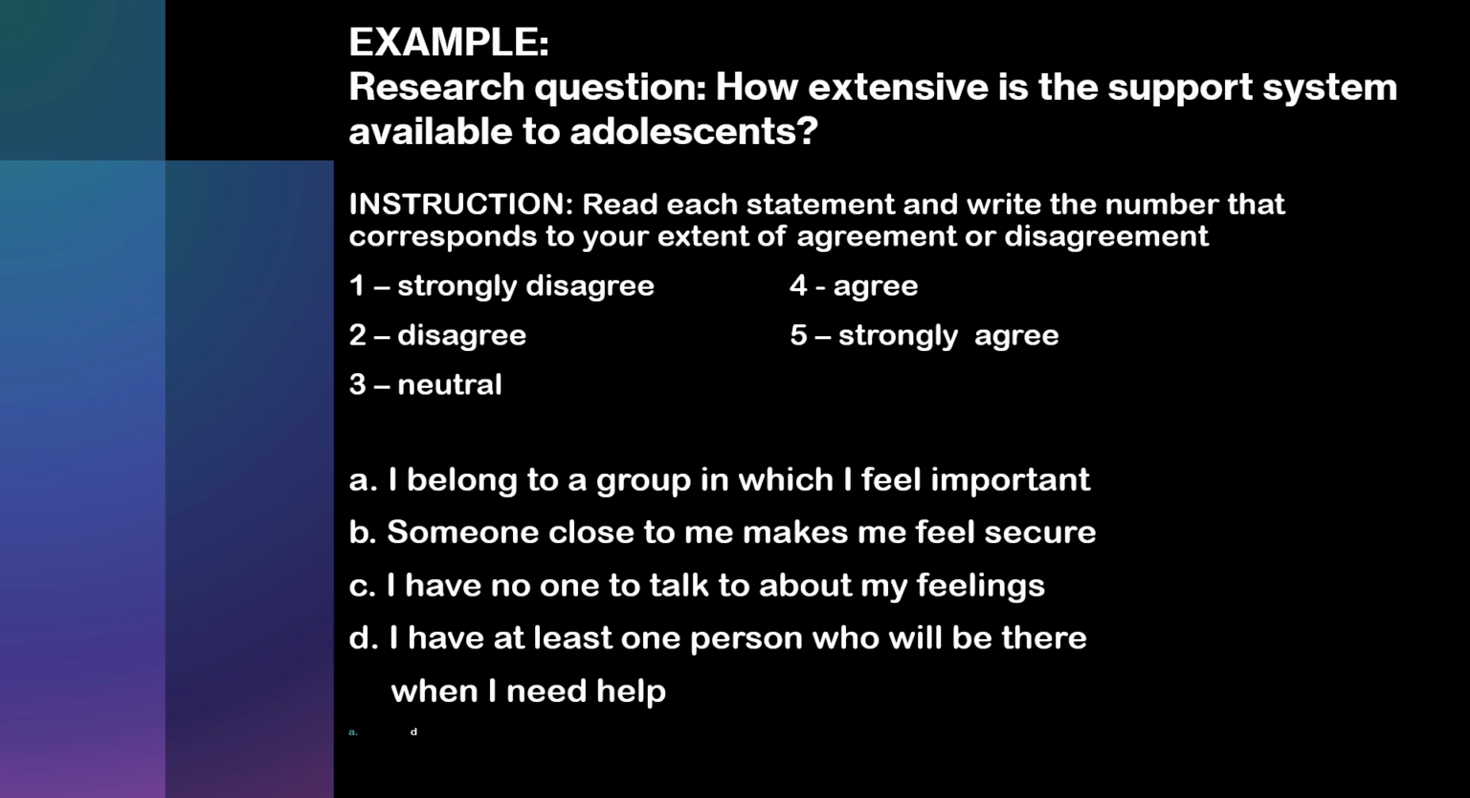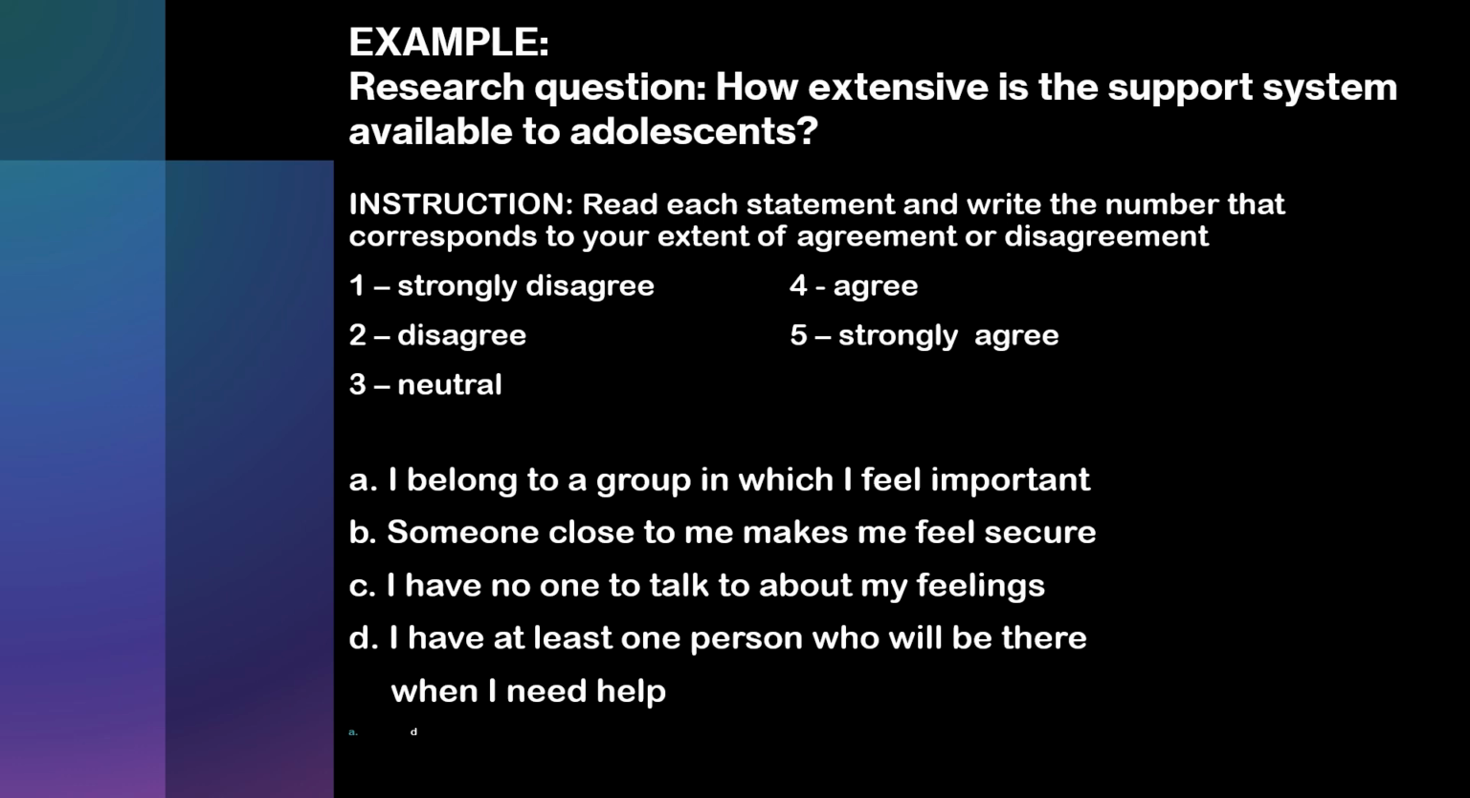Let's see the items in the questionnaire. A. I belong to a group in which I feel important. This indicates the presence of a support system. B. Someone close to me makes me feel secure. Again, this indicates the presence of a support system. C. I have no one to talk to about my feelings. This indicates the absence of a support system. D. I have at least one person who will be there when I need help. Again, this indicates the presence of a support system.